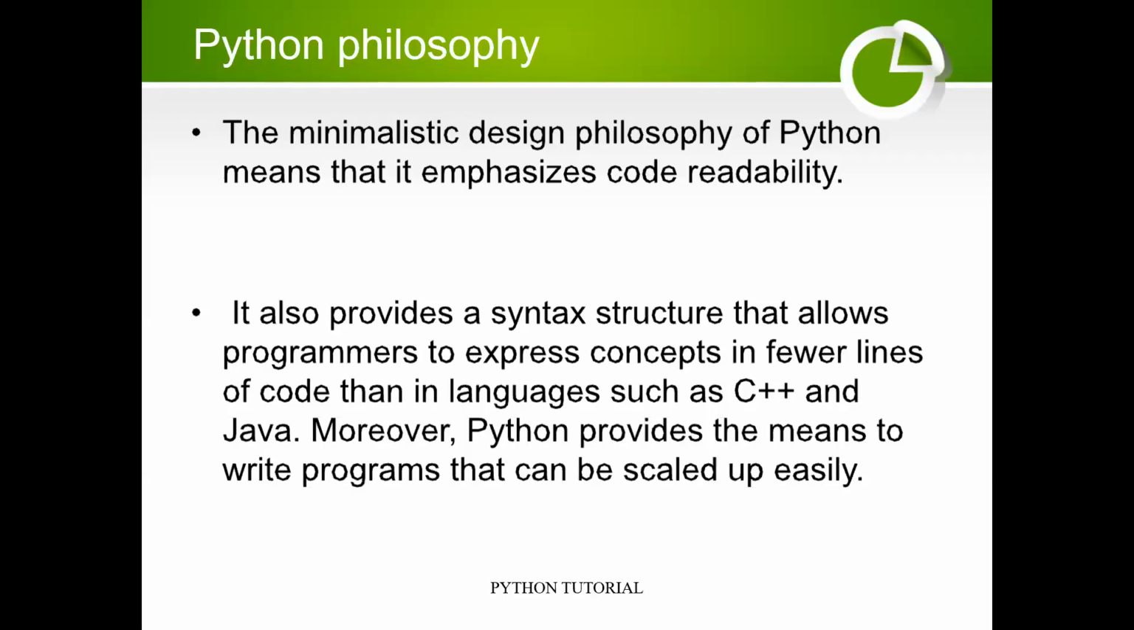So Python is an interpreted, object-oriented, high-level programming language with dynamic semantics. Its high-level built-in data structures, combined with dynamic typing and dynamic binding, make it very attractive for rapid application development, as well as for use as a scripting or glue language to connect existing components together.